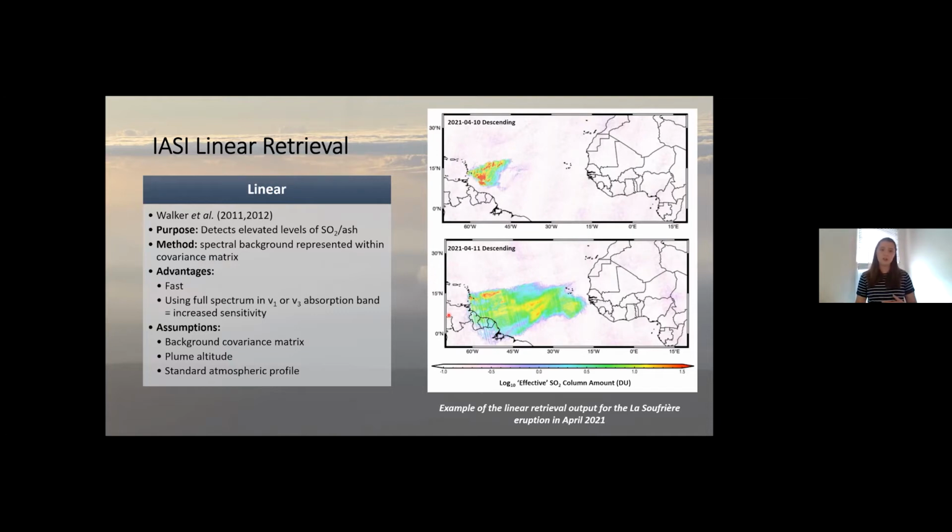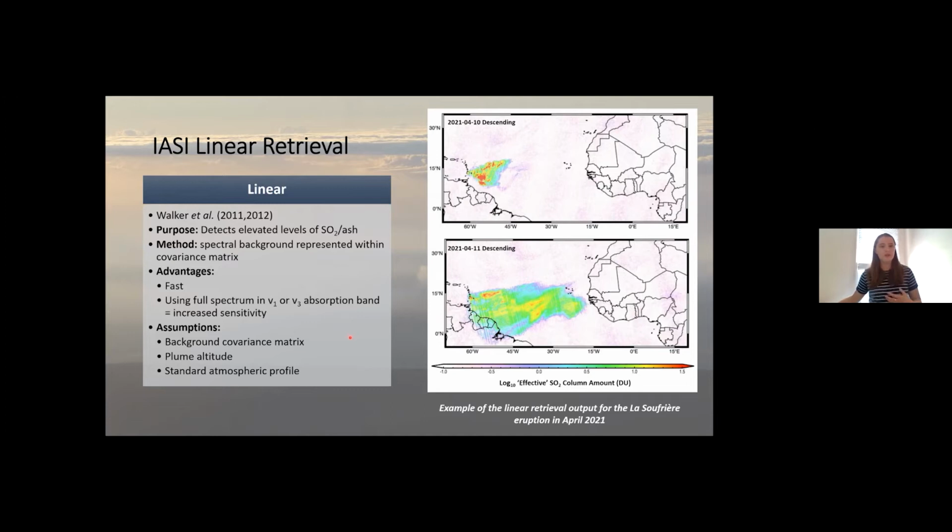And this technique works by representing the spectral background within a covariance matrix. Deviations from this spectral background implies that there's SO2 present, or something else that's not represented in the covariance matrix. And the extent of that deviation can give us some idea of the magnitude of SO2, the amount of SO2. Now, this technique makes a number of assumptions, and for that reason, we don't use it as a quantitative tool, although it can show trends in activity, and we can use it to identify these plumes of SO2.